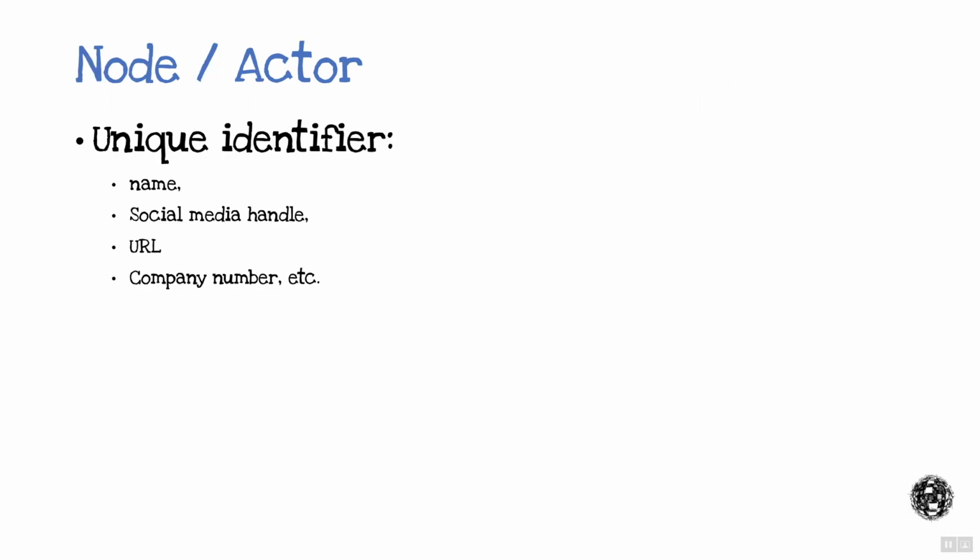So the node or actor must have a unique identifier, and that could be their name, it could be their social media handle, it could be the URL that is being used, it could be a company number, etc., but it must be unique. So when you go back to the first one, name, you have to have something in there that can distinguish it from another person's name. If you've got a small number of nodes that you're looking at, then that might not be an issue. But if you've got lots and lots of nodes, you're bound to have a duplication of names, which will cause you a problem. So you do need to have some sort of unique identifier that can be attributed to the node.